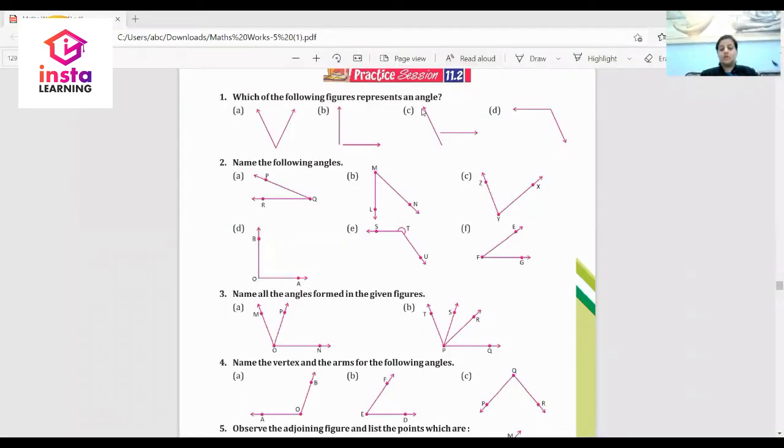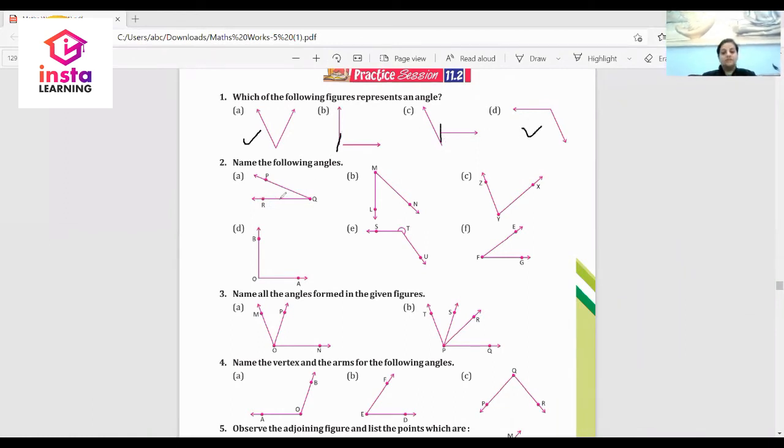Exercise 11.2 is all about representing angles. When two arrows or two line segments cross each other or meet at one end, it is called an angle. So it is an angle when two lines are meeting at one point. So just right here, this is an angle. This is not an angle because here the gap is there. So here it is not an angle. This is also not an angle. This is an angle. Okay.